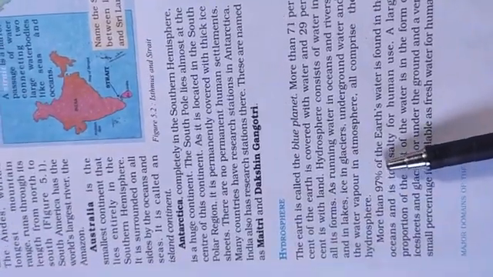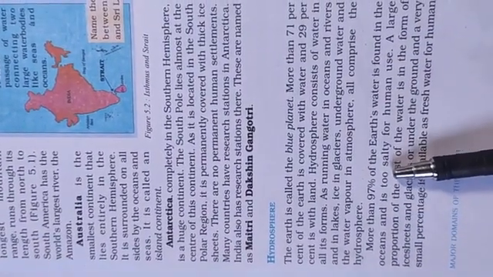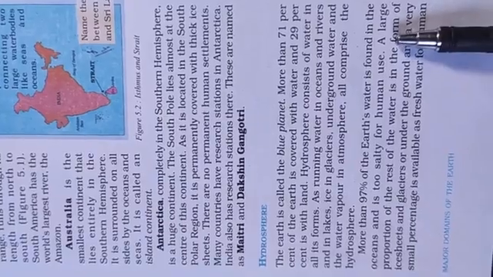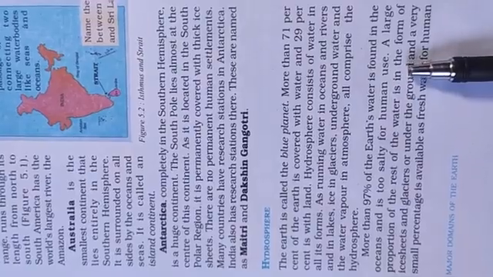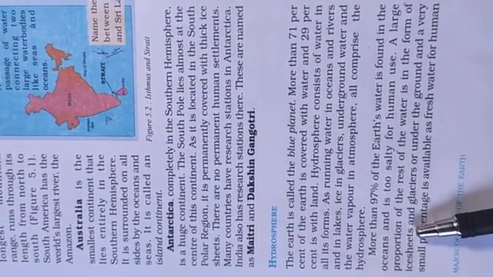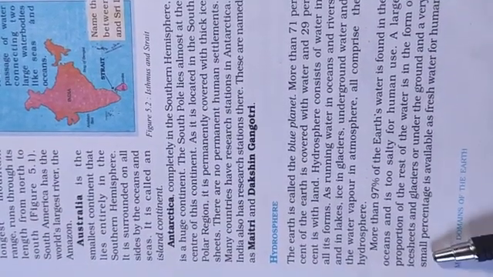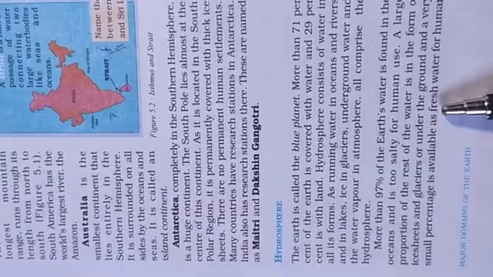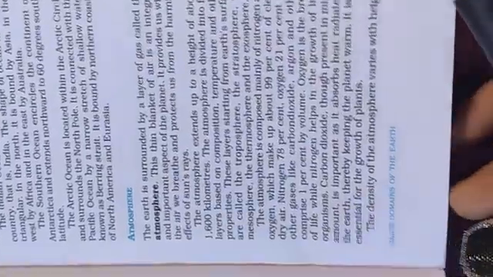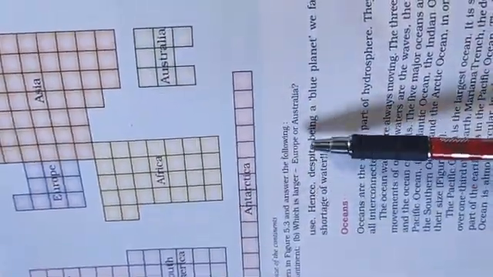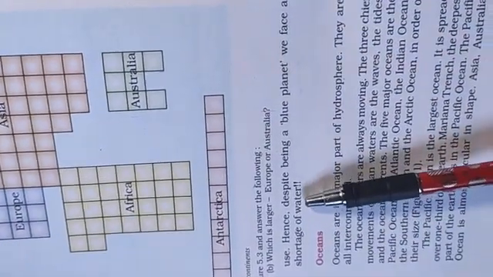More than 97% of the Earth's water is found in the oceans and is too salty for human use. A large proportion of the rest of the water is in the form of ice sheets and glaciers or under the ground, and a very small percentage is available as fresh water for human use. Hence, despite being a blue planet, we face a shortage of water.